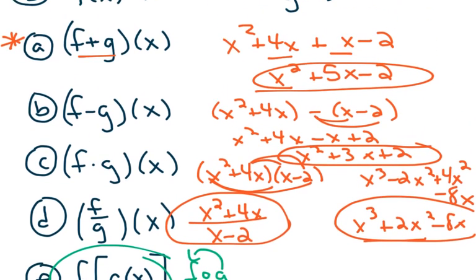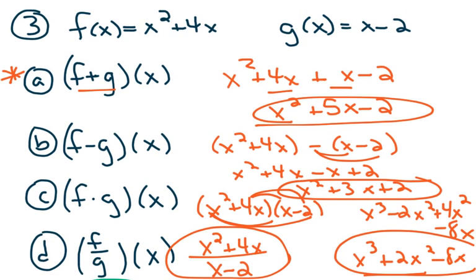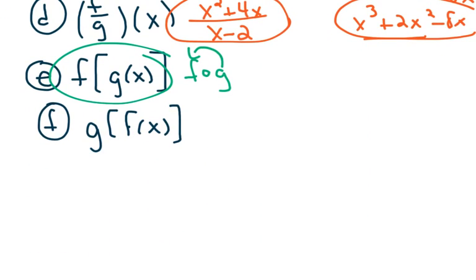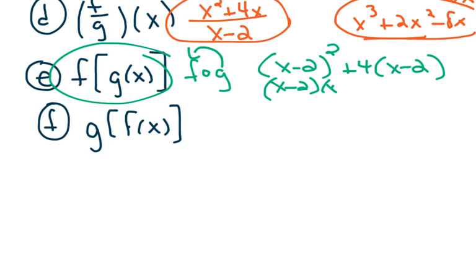So in the function x squared plus 4x, I'm going to take g and I'm going to plug it in everywhere I see an x. So I'm going to get x minus 2 squared plus 4 times x minus 2. Remember, when I multiply this out, I have to write x minus 2 twice and then FOIL it.